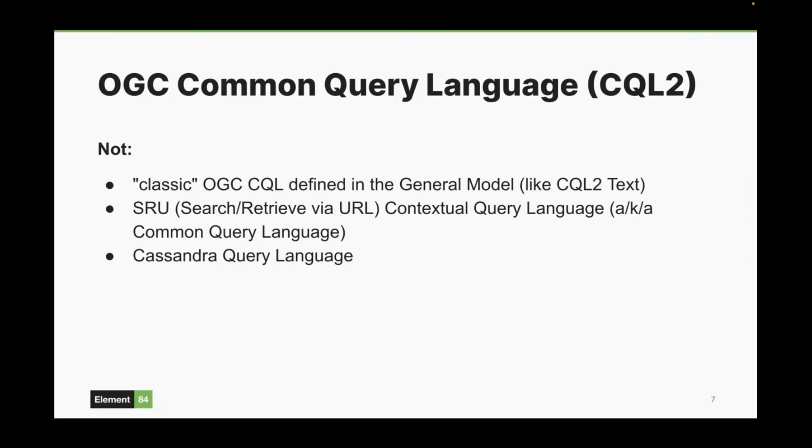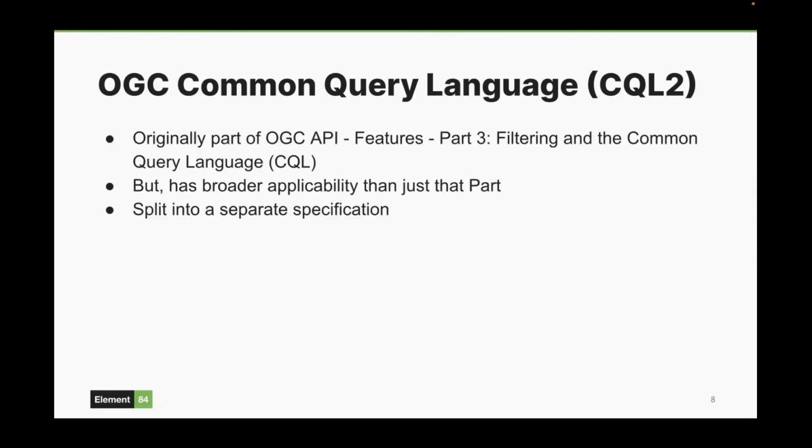Although that CQL did serve as a significant influence on this CQL's CQL2 text mode. It's also not the search and retrieve via URL contextual query language, also known as the common query language, and it's not the Cassandra query language. It's the OGC common query language, and we try to be pretty consistent about calling it CQL2 now so that it's really clear exactly which query language this is.